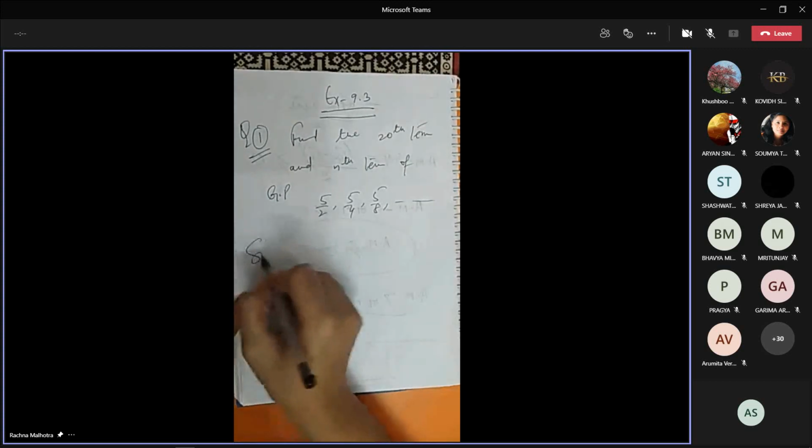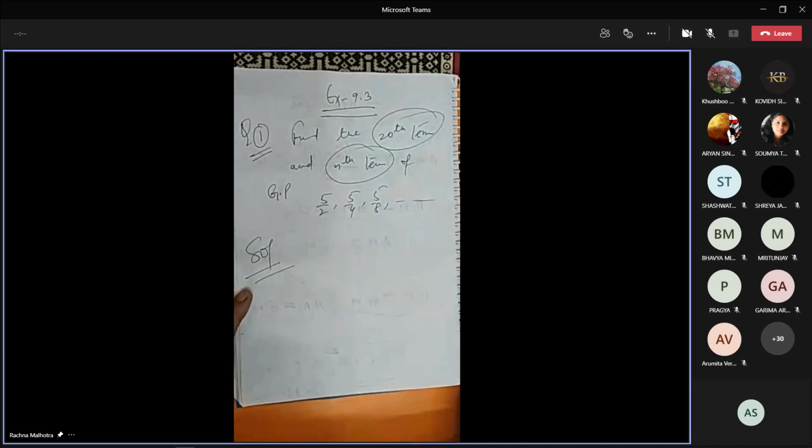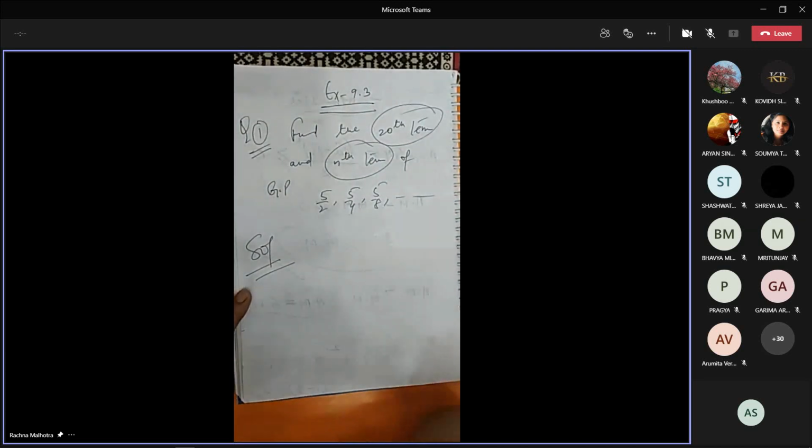First of all, we have to find the 20th and nth term. So which formula can we introduce here? Please tell me. क्या करना चाहिए हमको? What should we do?